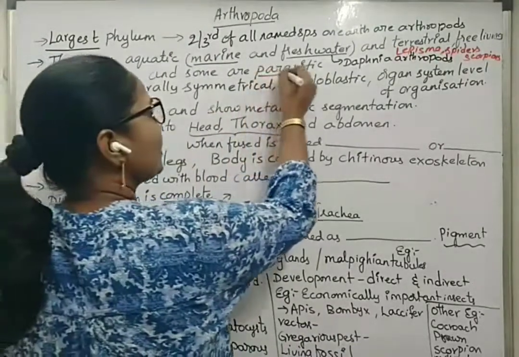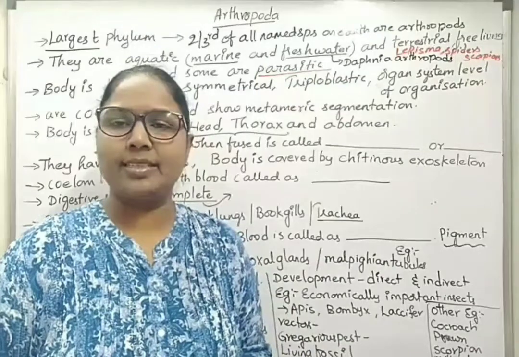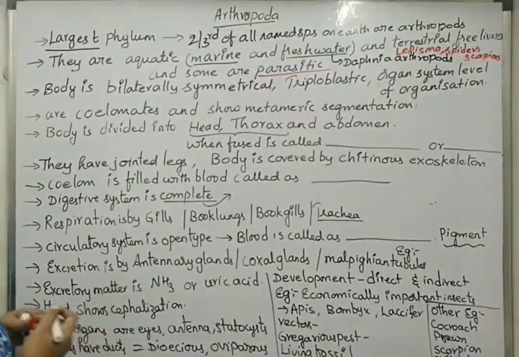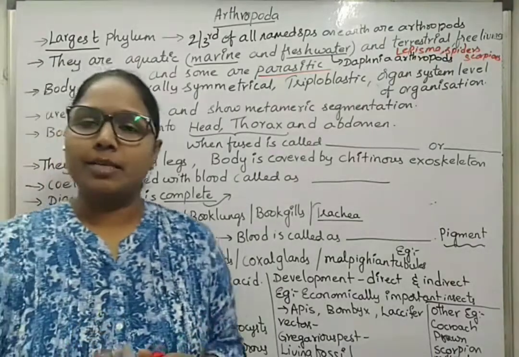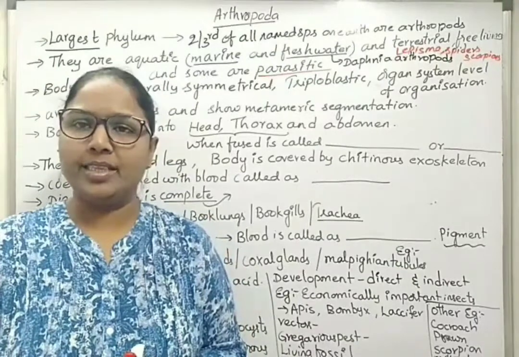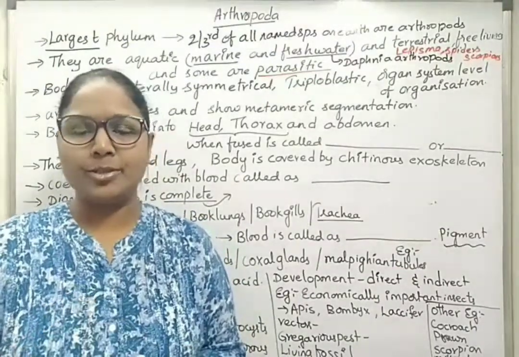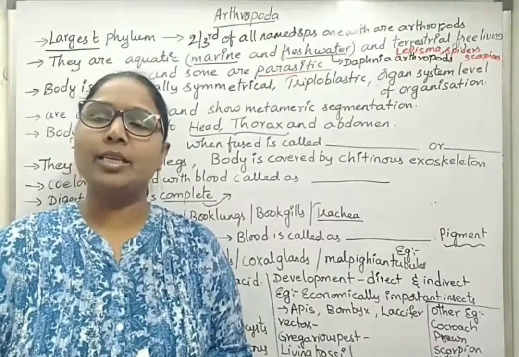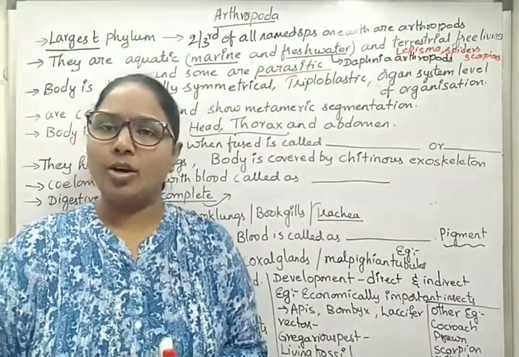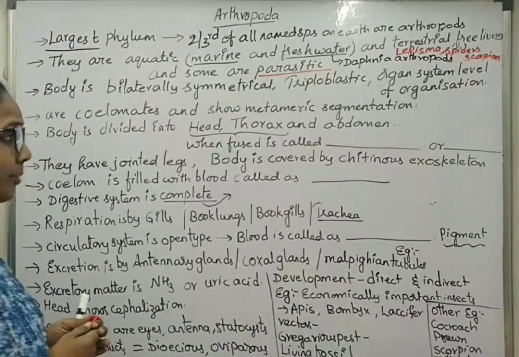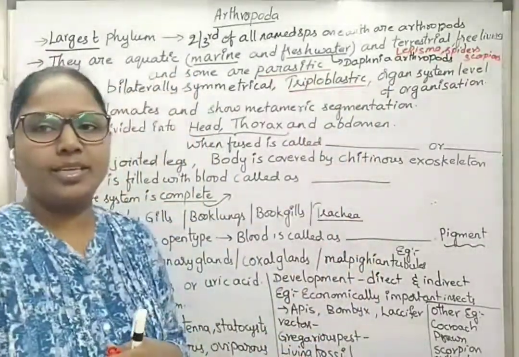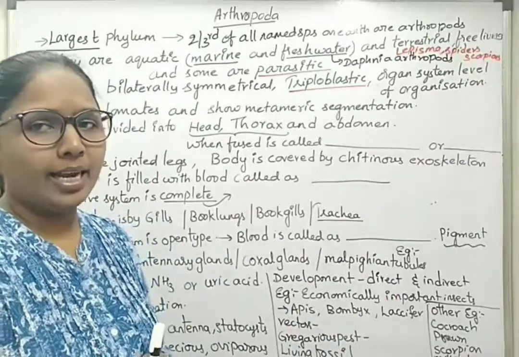What are parasitic forms? Lice, we know that they reside in human hair, and ticks, etc., on animals' hairs. Next, the body is bilaterally symmetrical. Bilateral symmetry means we know that the body is divided anterior to posterior and right to left, and only in both directions will we get two halves of the organism's body. They are triploblastic, meaning during the embryonic stage, they show three germ layers like ectoderm, mesoderm and endoderm.